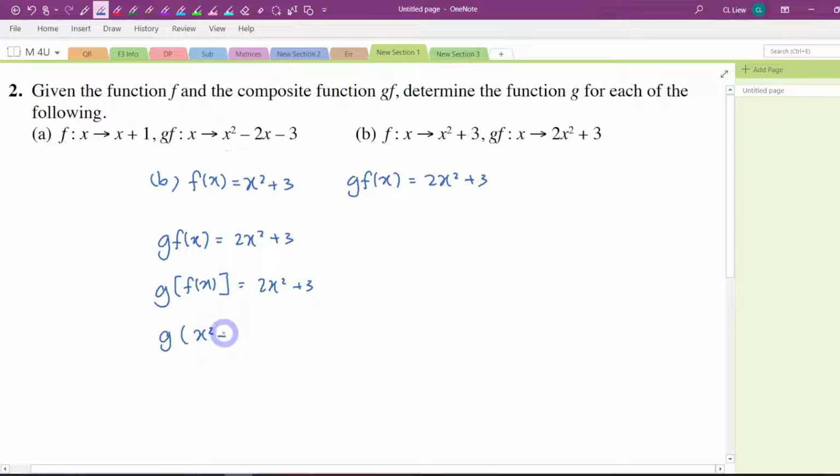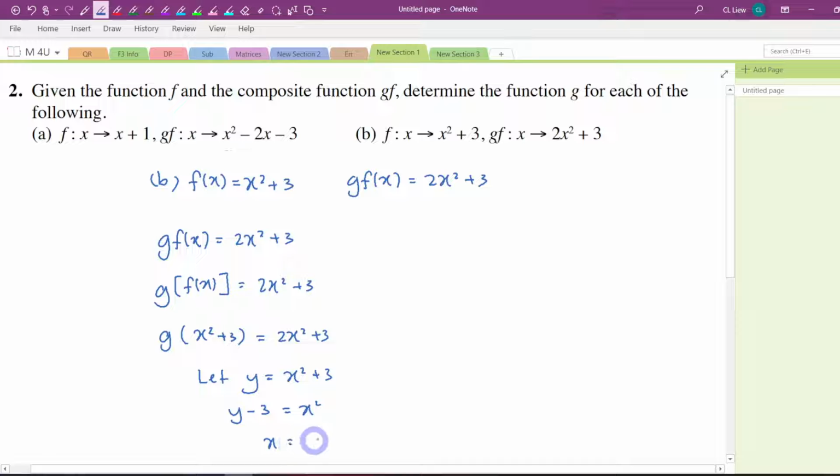X squared plus 3. Now the next step, I'm going to replace this by letters. I will be using y to represent this x squared plus 3. So let y is equal to x squared plus 3, and y minus 3 is equal to x squared, right?